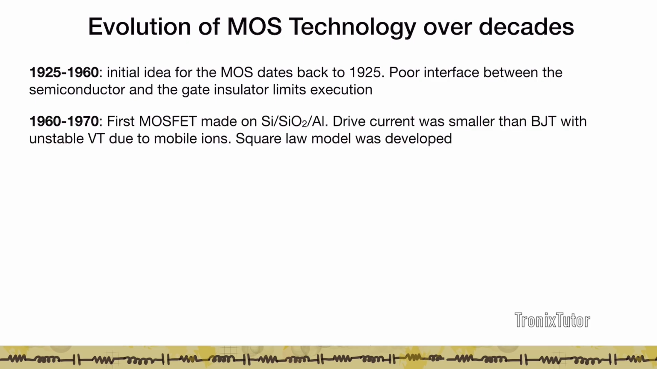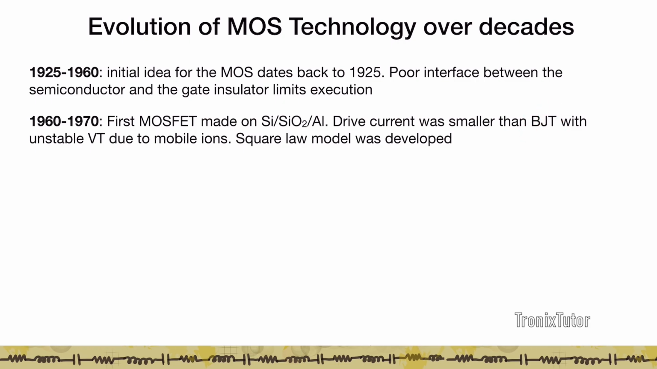The first MOSFET was made in the early 60s using an aluminum on silicon dioxide and silicon stack. Initial drive currents were much smaller than BJTs. The BJTs, or the bipolar junction transistors, were the workhorse of the day at that time.